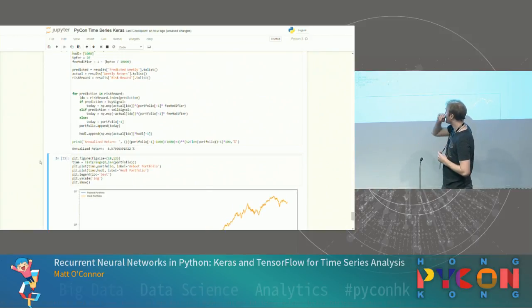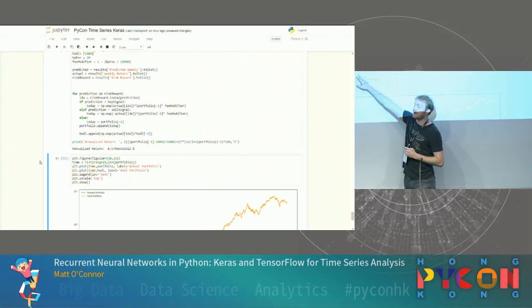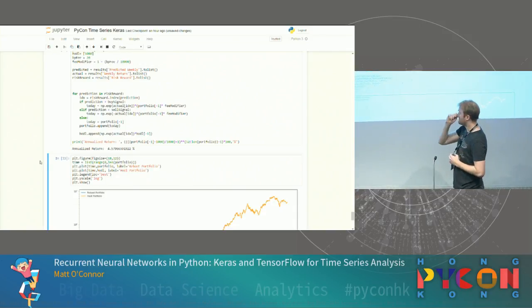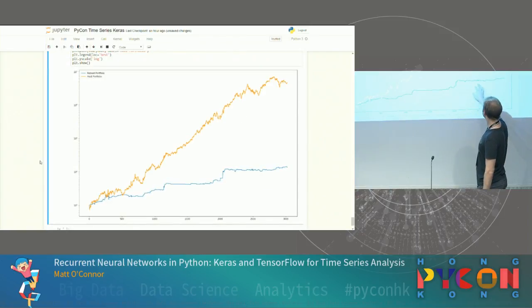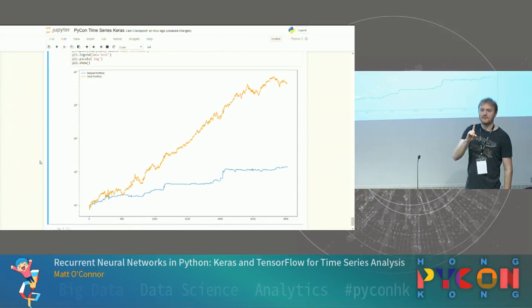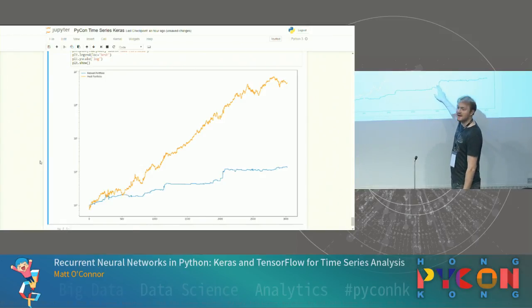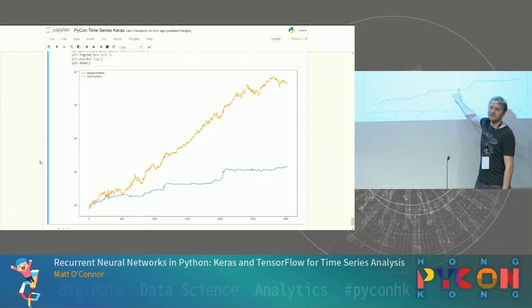There we go. So our annualized return was about 4.6%. That might be good, might be bad. If we look at how this compares to the HODL portfolio, not as good. But there's a major caveat, right? This is not a correlated revenue stream to buying and holding. This is an uncorrelated revenue stream.